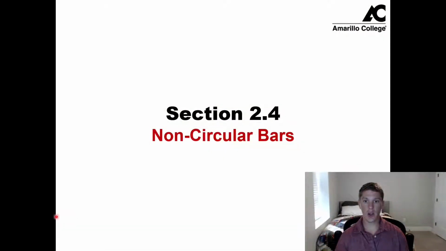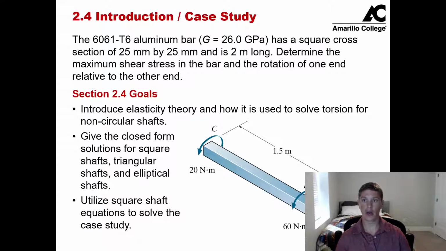Okay, let's go ahead and jump into the next section in which we are looking at more general non-circular bars. So the first problem that we're going to work through, here's the example problem that we're trying to figure out how to solve, is we have ourselves a square shaft, but this time it's not a thin-walled shaft, it is a solid shaft. So we cannot use our thin-walled equations. We have to determine some equations for a solid shaft.